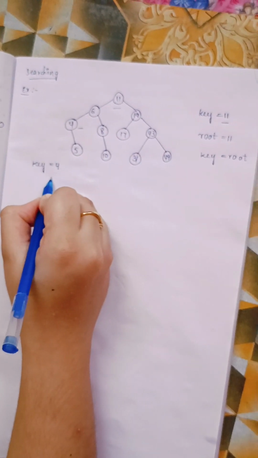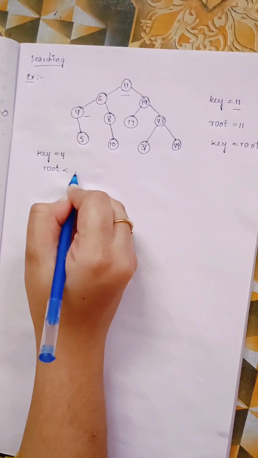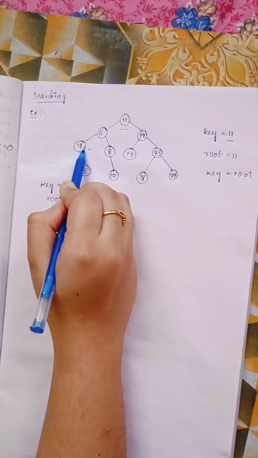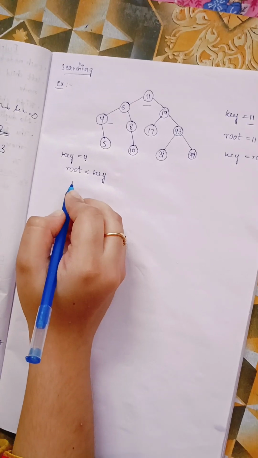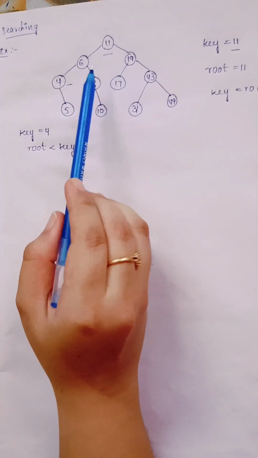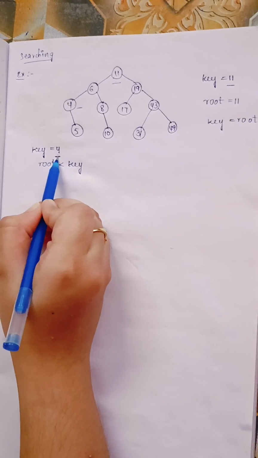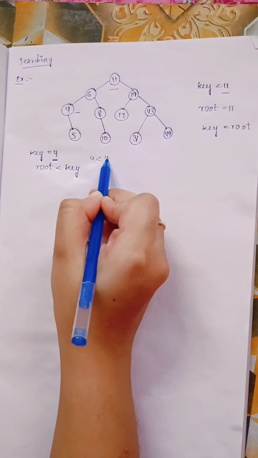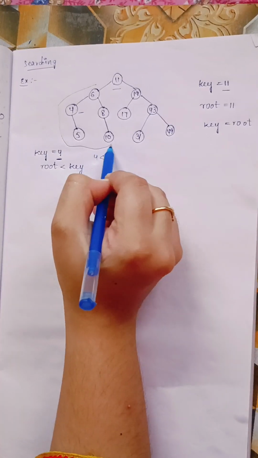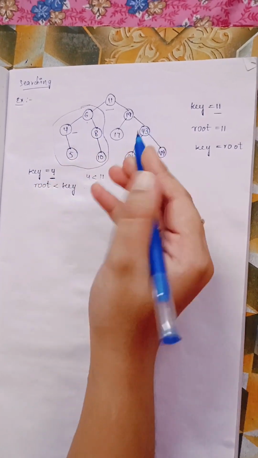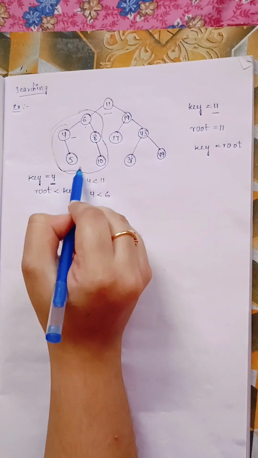Now if we want to search for element 4, consider the key is equal to 4. First compare with the root node. The root node is 11. The key element we are going to search is 4. Now 4 is less than 11, so we have to search in the left subtree. Now compare with 6. 4 is less than 6. Now again search in the left subtree of 6.